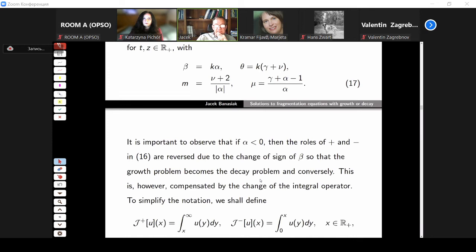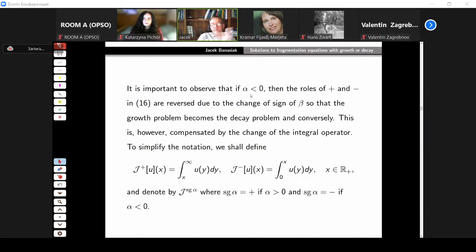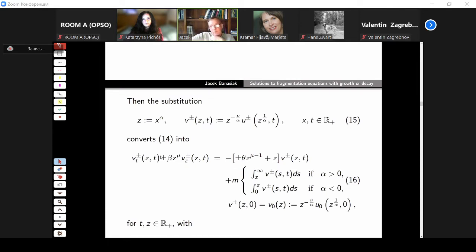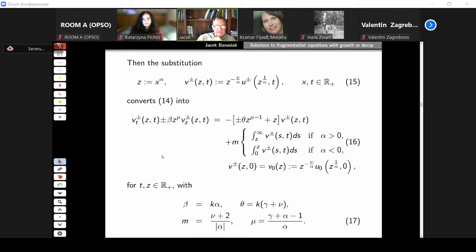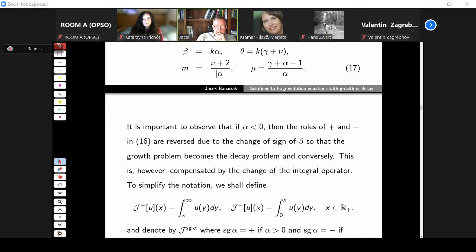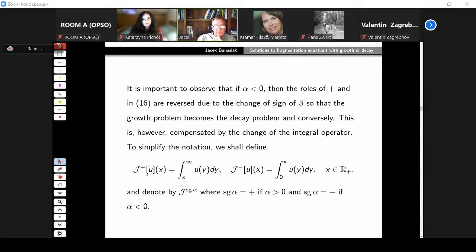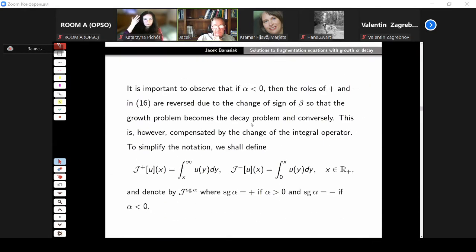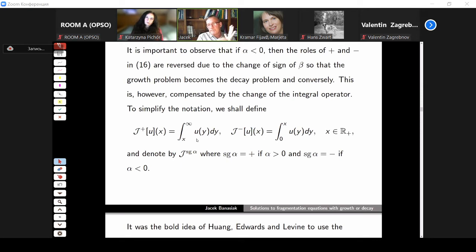So this is what I explained right now, that if alpha is smaller than 0, then the roles of plus and minus in this equation become reversed. So the growth becomes the decay, and the decay becomes the growth. We will denote by j plus and j minus the integral operators which appear here. And this is important because they are nothing but antiderivatives. So in some sense, we managed to convert a complicated fragmentation operator into something which essentially involves only antiderivatives.